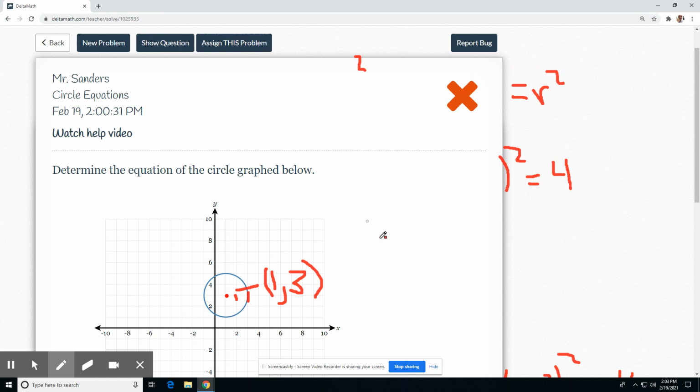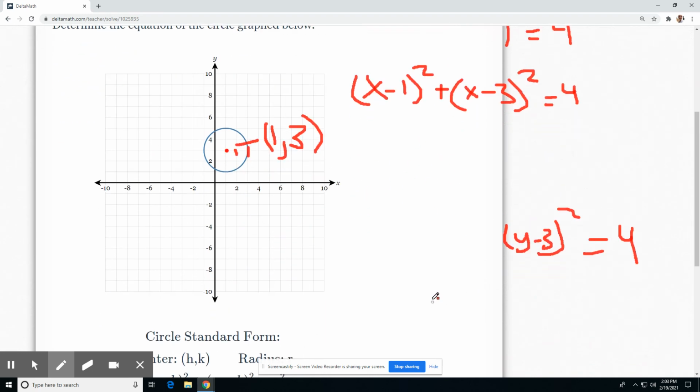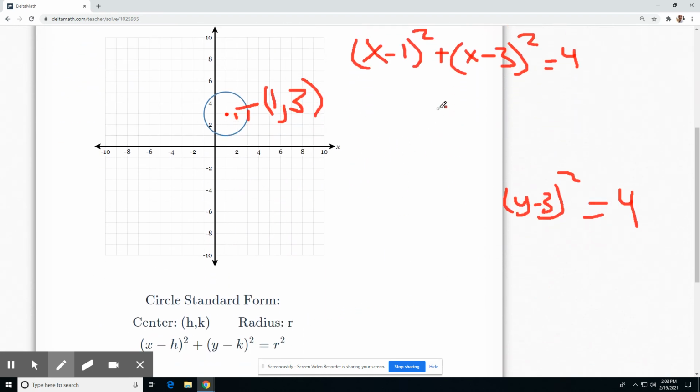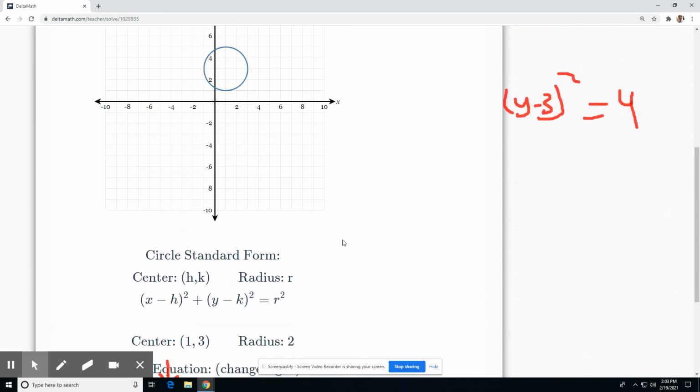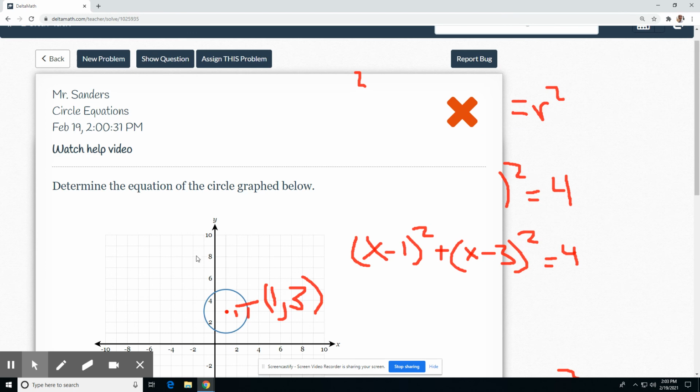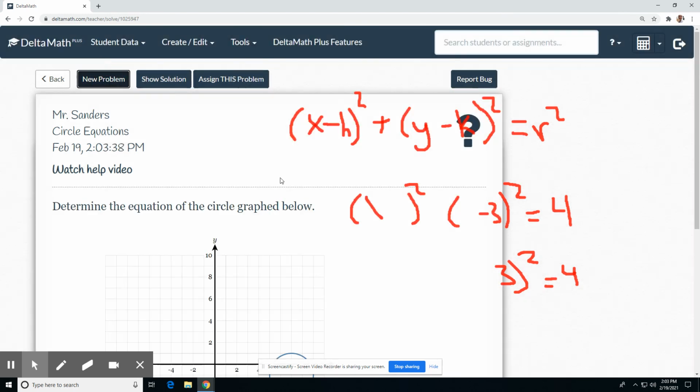But it would be x minus 1, the opposite of the x. Y minus 3, opposite of the 3, equals 4. X minus 1 squared, y minus 3 squared equals 4. I had that as a -1. Whoops. Try to be more careful in the future. Everything is okay, though. Just my brain slipped on that one. Whoops. See if the next one's any different.